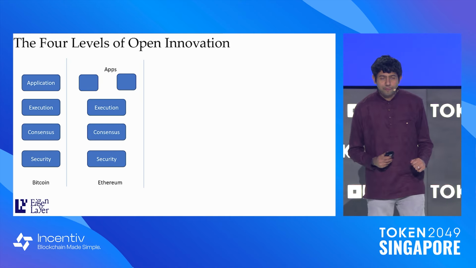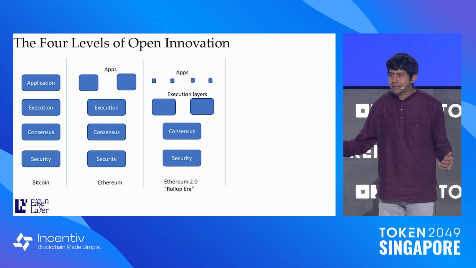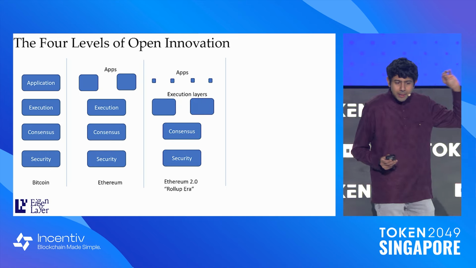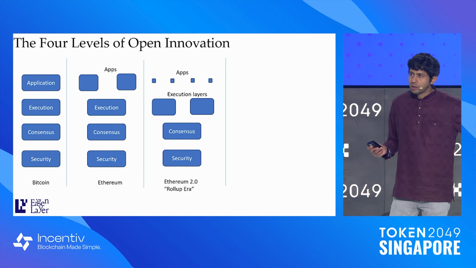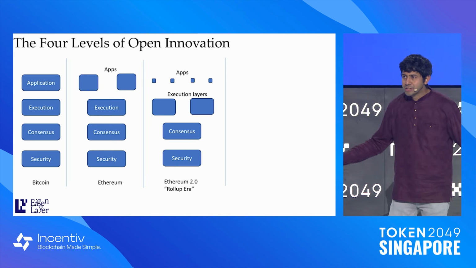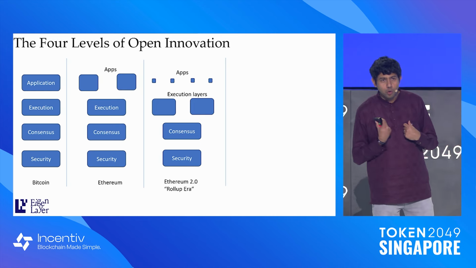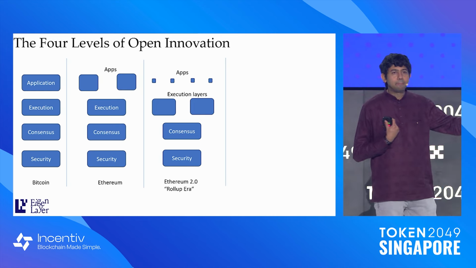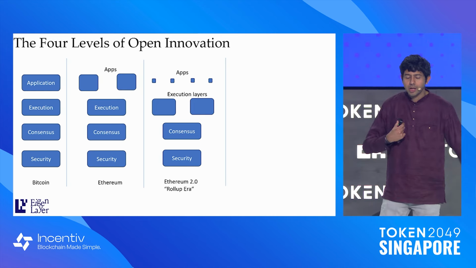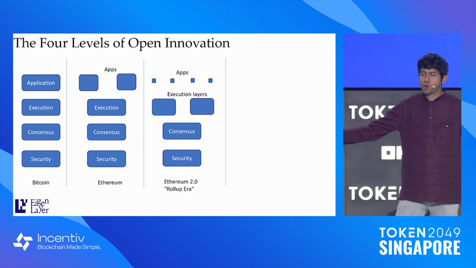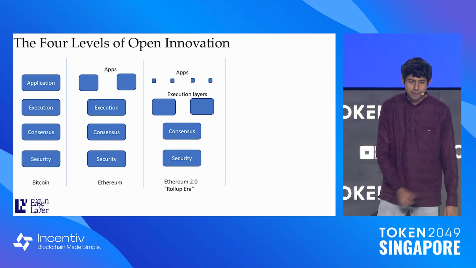Then Ethereum went into the roll-up era. In the roll-up era, execution is also open innovation. Anybody can come and build a new execution layer. If you're building a roll-up, you can have your own execution environment and prove to Ethereum that you did the right thing. So again, this expands the scope of innovation. That's why we see a sprawling set of L2s today in Ethereum.